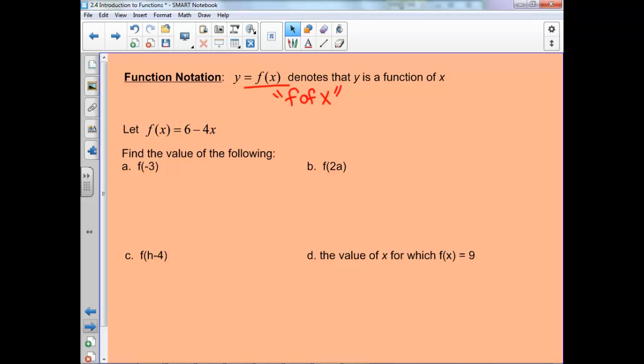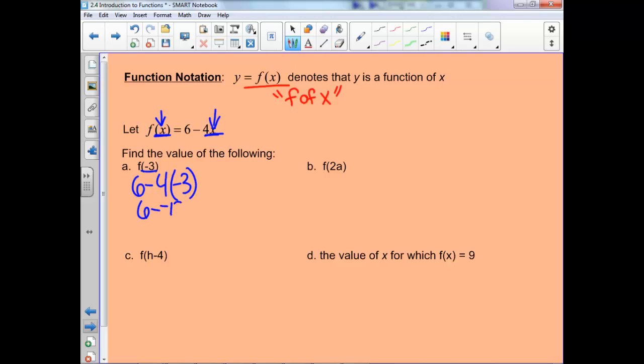So now, given this function, we're going to find the value of each of these expressions. So first off, notice we have f of x here, and then we have an x here. That just means whatever you substitute in here, that's telling you what value we need to put in for x over here. So notice this one we've got f of -3. That means everywhere we see an x on the right side, we're going to substitute in -3. So instead of x, -3, and now simplify. 6 minus a -12, and we'll get 18.